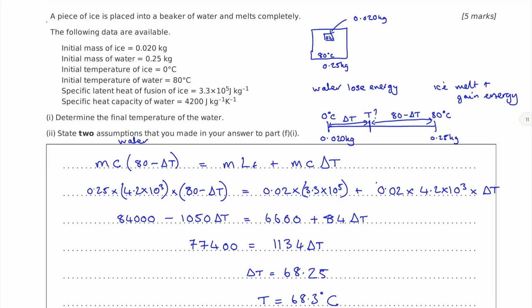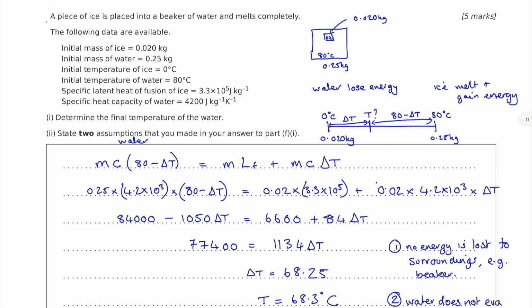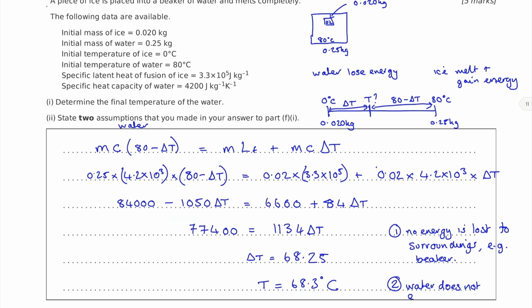That looks good. Now, state two assumptions that you have made to answer this question. Well, it's similar to the assumptions we've made before. The first assumption is that no energy is lost to surroundings, e.g. the beaker. And the second assumption, a little bit more complicated, is that the water does not evaporate, because when the water evaporates, it loses energy, but it also loses mass. So don't forget about evaporation.